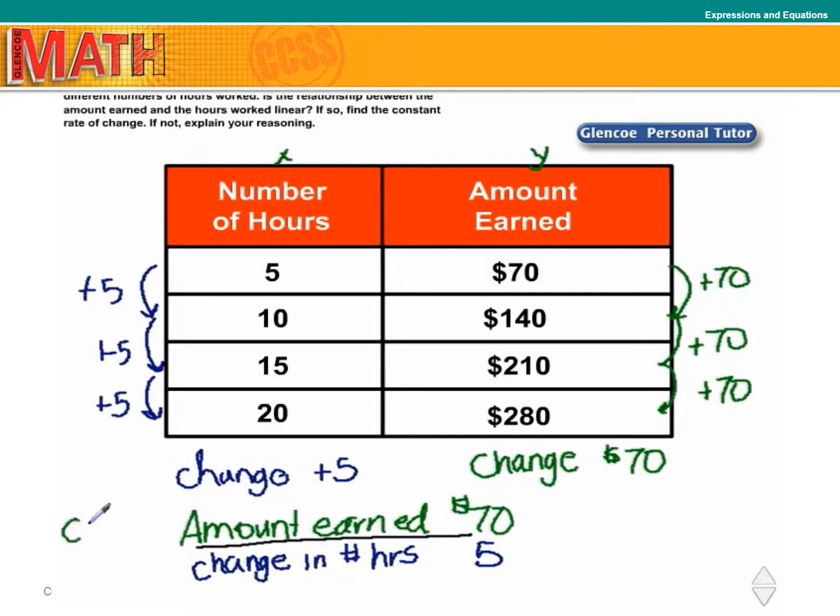Once again, this was the change in the amount earned divided by the change in the number of hours. $70 divided by 5 hours would be $14 per hour. This means that Rodrigo earns $14 for every hour that he works.